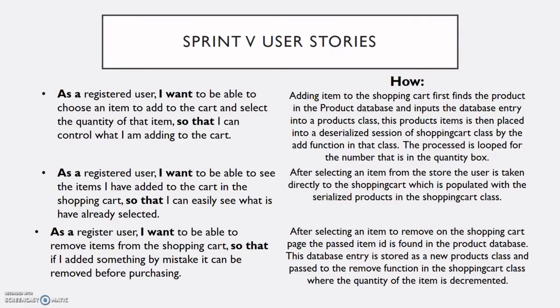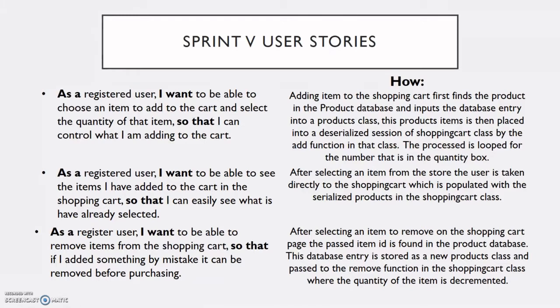Sprint 5 user stories. As a registered user, I want to be able to choose an item to add to the cart and select the quantity of that item so I can control what I'm adding to the cart. How we're doing this is we're adding to the shopping cart. First, it finds the product in the product database and inputs the database entry into the product class. This product's items are then placed into a deserialized session of the shopping cart class by the add function in the class. The process is looped for the number that is in the quantity box.